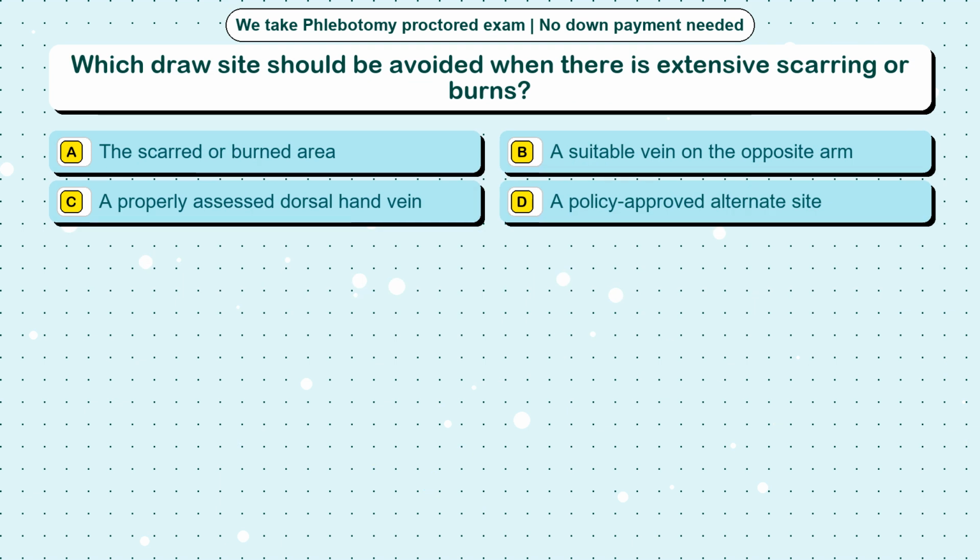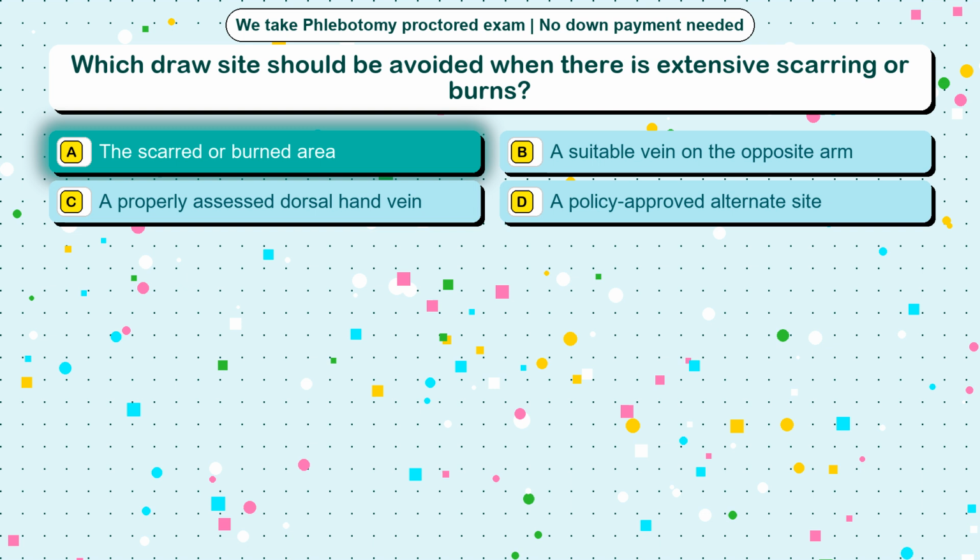Question 13. Which draw site should be avoided when there is extensive scarring or burns? Option A. The scarred or burned area. Option B. A suitable vein on the opposite arm. Option C. A properly assessed dorsal hand vein. Option D. A policy-approved alternate site. The correct answer is option A.